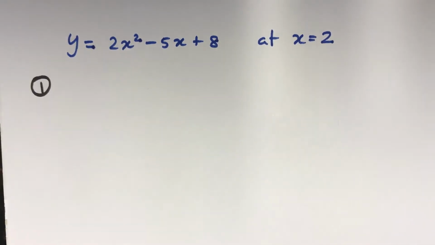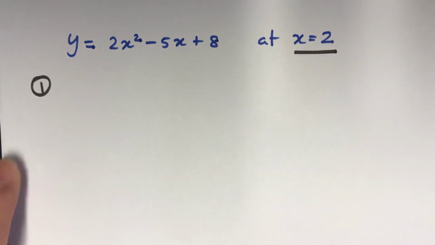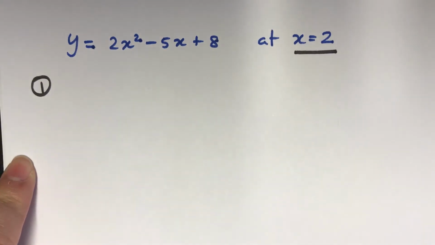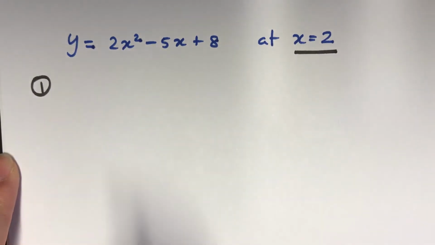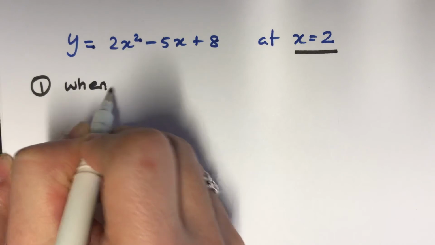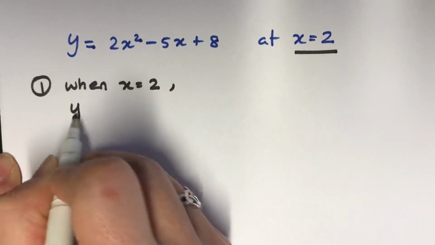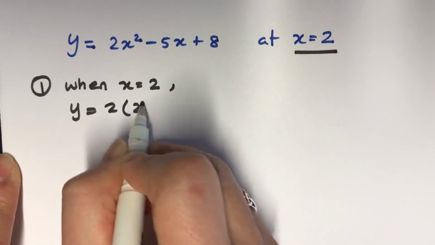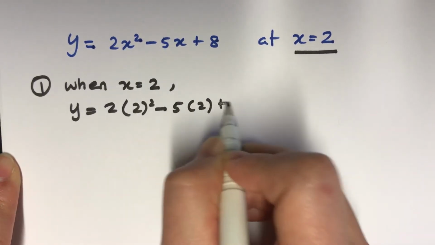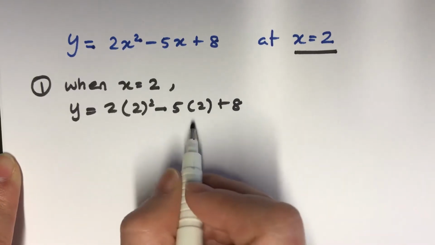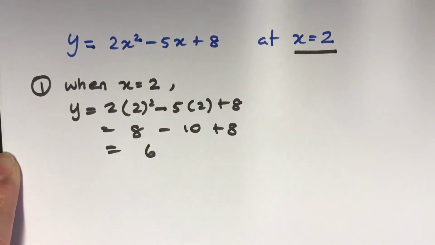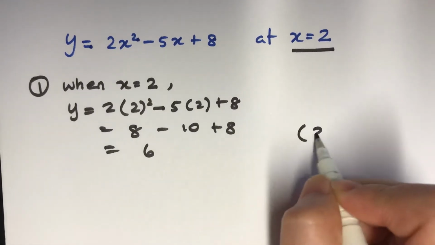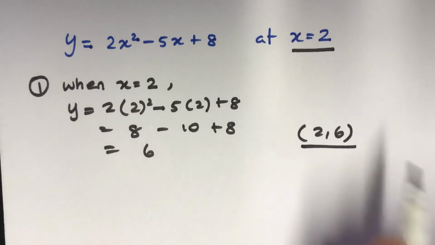But I'll just find the y value first, because the question only gave me one coordinate, the x value, and I will need both values for using the point gradient formula later on. So I'm just going to be prepared for it. When x equals 2, what will be my y value? 2 squared minus 5 times 2 plus 8, 8, 8, 10, so it'd be 6. Okay, so I'll go 2 and 6. So that's what I'm going to use.